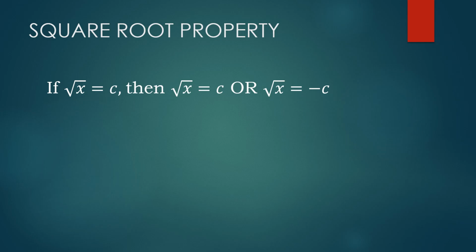One way of solving a quadratic equation is by extracting the root. So let's review what we know about the square root property. It states that if x squared equals c, then x equals the square root of c, or x equals negative square root of c. Example, square root of 9 equals 3, but it could also be negative 3. Checking, 3 times 3 is 9, and negative 3 times negative 3 is 9.